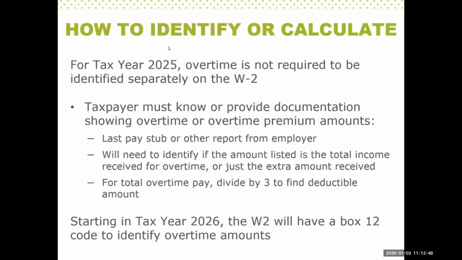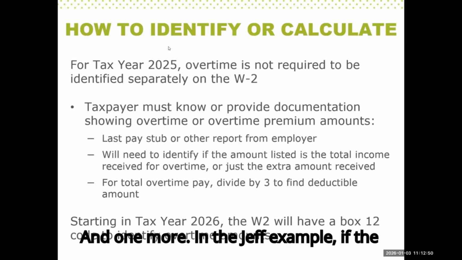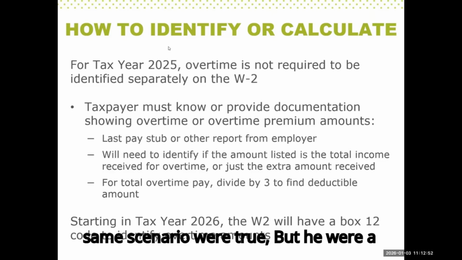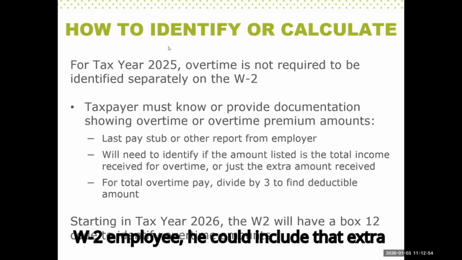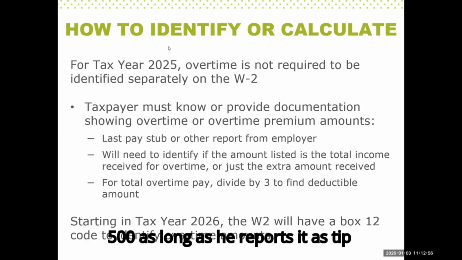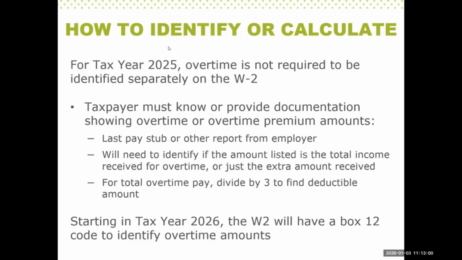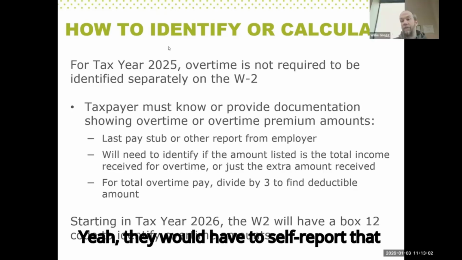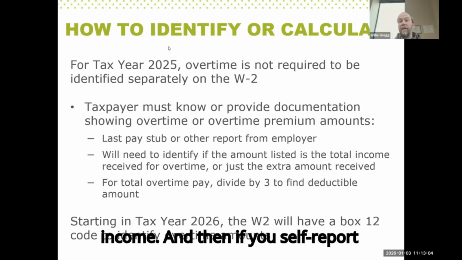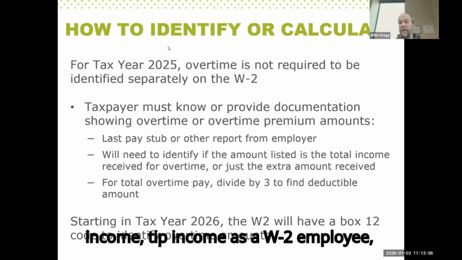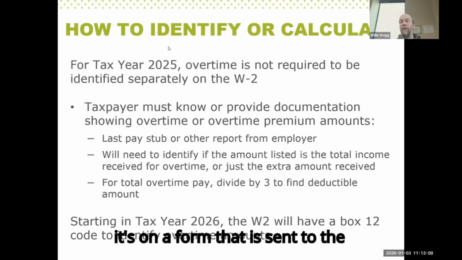Gotcha. And one more. In the Jeff example, if the same scenario were true, but he were a W-2 employee, he could include that extra 500 as long as he reports it as tip income first. Is that correct? Yeah, they would have to self-report that income. And then if you self-report tip income as a W-2 employee, it's on a form that is sent to the IRS.